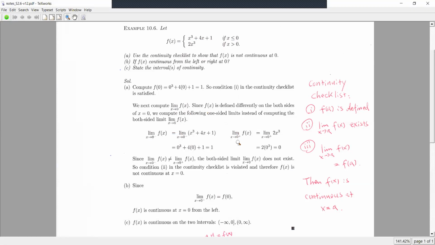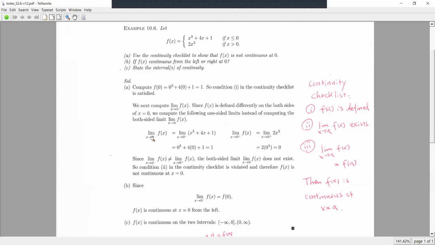Now the right-hand side limit at 0. x approaches 0 from the right side. From the right side, that means that x is greater than 0. When x is greater than 0, the function is this. So plug in 2x to the third into the function f here. Then we have this equation. Now to find this limit, plug in 0 in x, then the limit is this number. This number is 0.